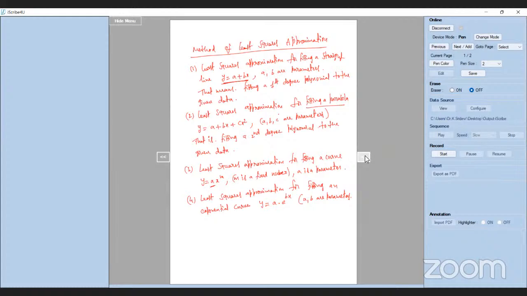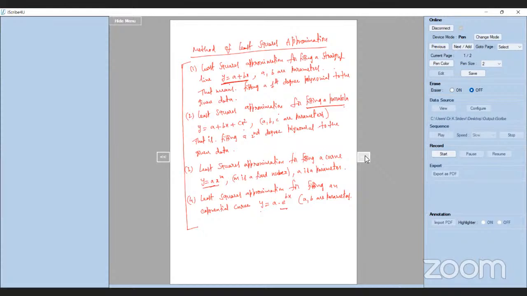So these 4 points. You are going to study all these 4 points. That means you are going to find an approximation first degree polynomial, that is a straight line. You are going to find an approximation second degree polynomial, so that is a parabola. And you are going to find a least squares approximation to fit a curve y is equal to a x to the power m. And similarly, y is equal to a e to the power bx. This is the exponential function.